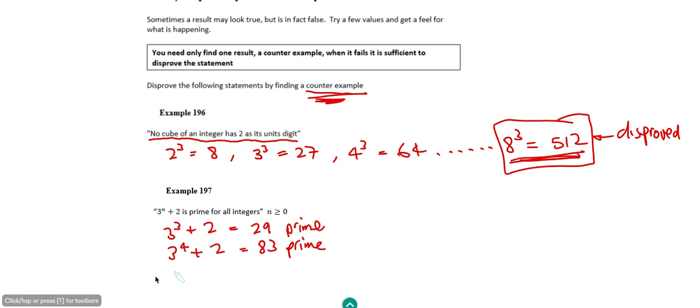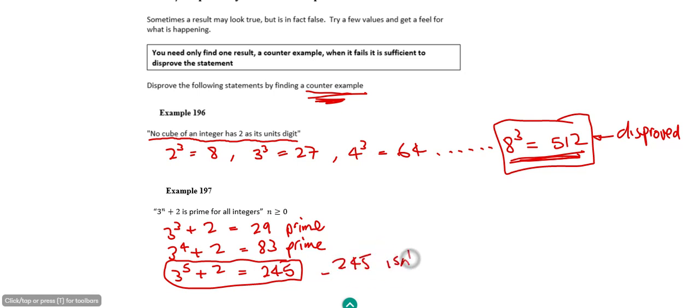So on this one, I'm going to try the next one, 3 to the power 5 plus 2. And that actually is 245. So again, we've disproved it because 245 isn't prime. So we've disproved by counterexample.